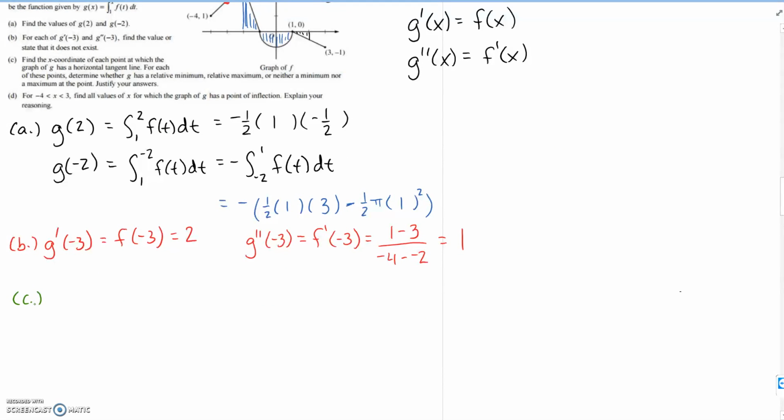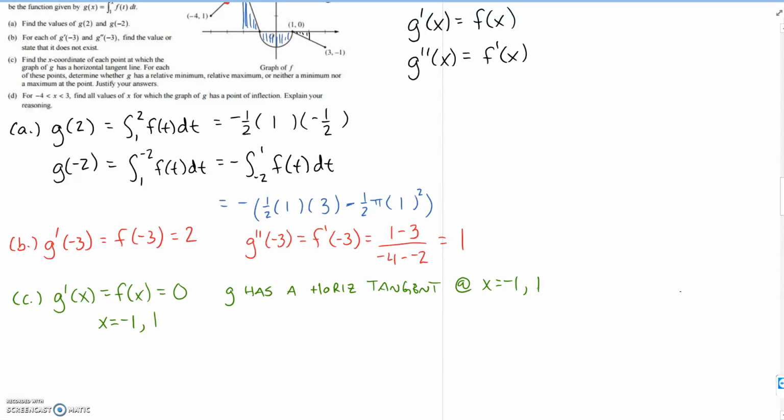In order for g to have a horizontal tangent, g prime, which is f, must be 0. The slope of that horizontal tangent for g is 0. So then we're looking for all the places on this graph where f is equal to 0. That happens in two different places, at x equals -1 and x equals +1. So g has a horizontal tangent at x equals -1 and +1.